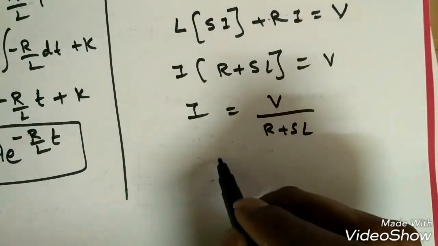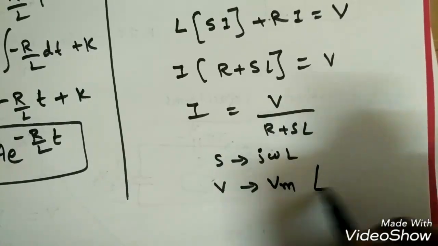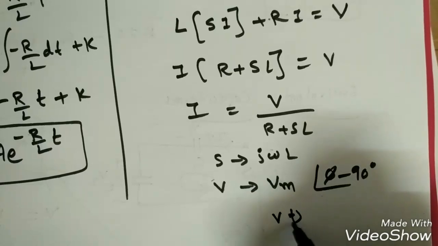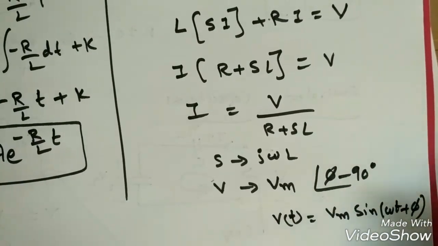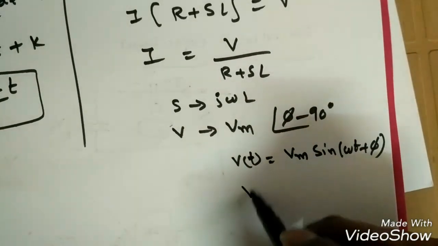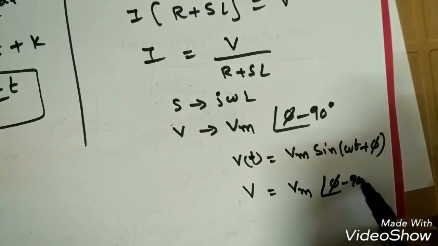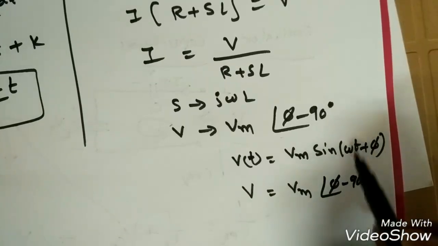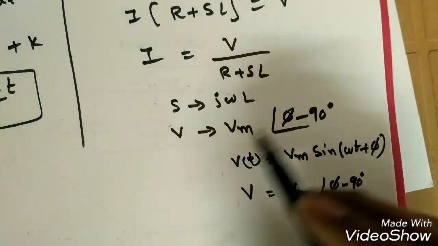Now in the phasor domain, S will become j omega L and V becomes Vm angle pi minus 90 degree, because v of t in the time domain is Vm sin of omega t plus pi. So I already explained how it is. This can be written in phasor domain as Vm angle, whatever the phase is, pi minus 90 degree, because generally we take the reference as a cos signal. So to get cos, that is cos of 90 minus theta, I mean theta minus 90. So in place of theta we have pi, so pi minus 90. That is why we get this.